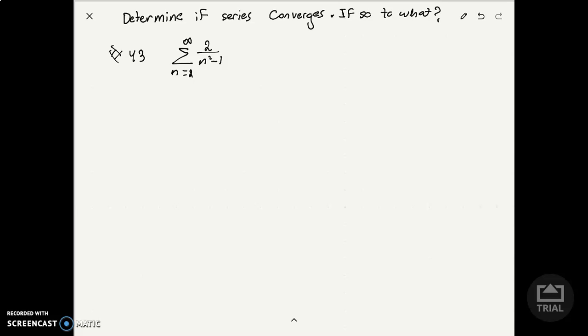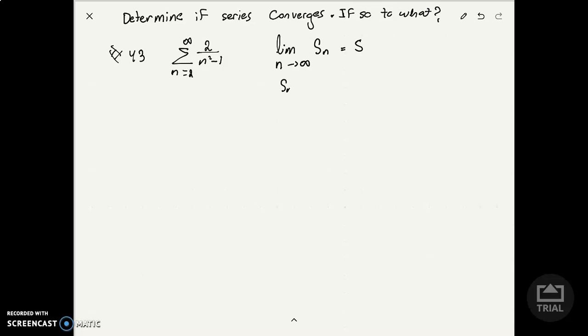Alright, number 43 is asking us to determine if the series converges, and if it does, to what, and it tells us to use the telescoping sum to do so. So recall, for a series to converge, or have a sum, we take the limit as n approaches infinity of the nth partial sum, and that has to converge to s, which is our sum.